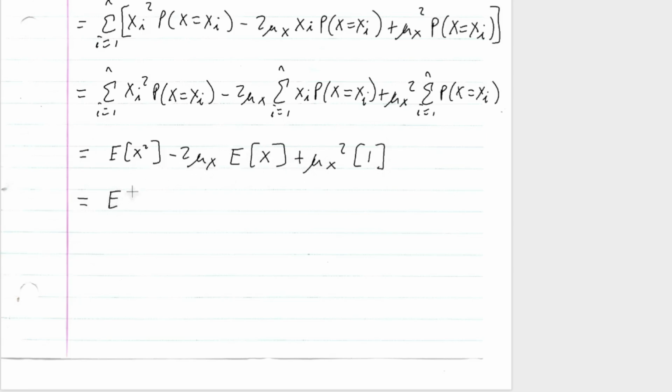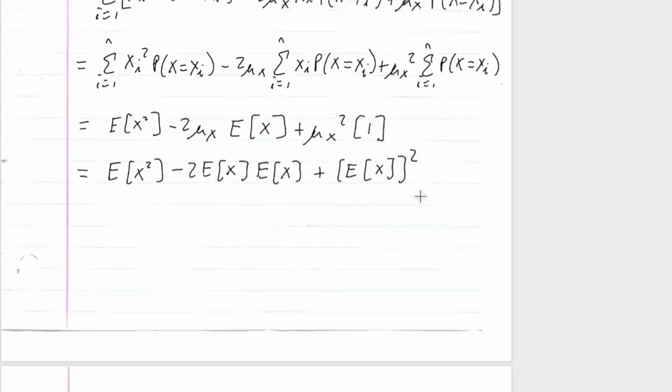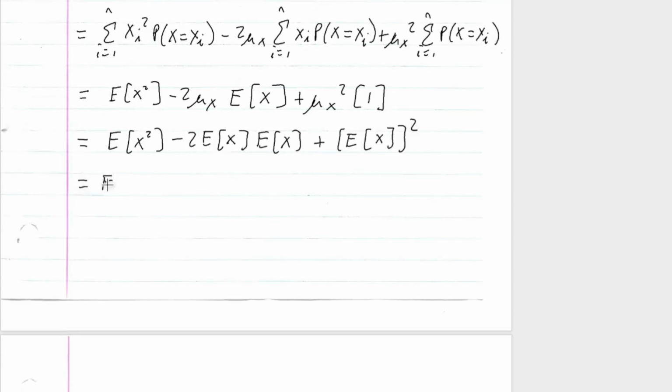Now, I know mu of X is the same thing as the expected value of X. So this is equal to the expected value of X squared minus 2 times the expected value of X times the expected value of X, because mu of X is the same thing as the expected value of X, plus the expected value of X, squared. So now we have the expected value of X squared minus 2 times the expected value of X squared plus the expected value of X squared.